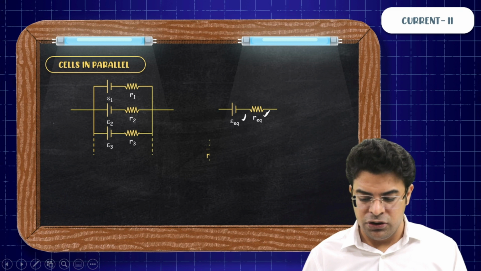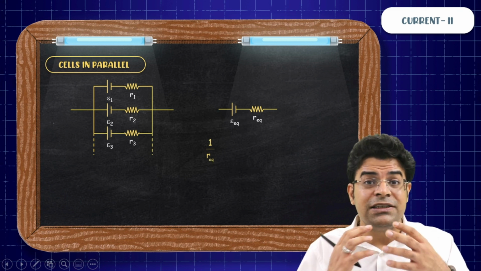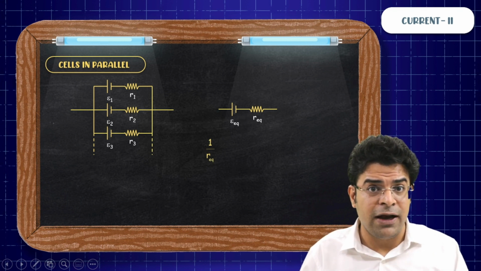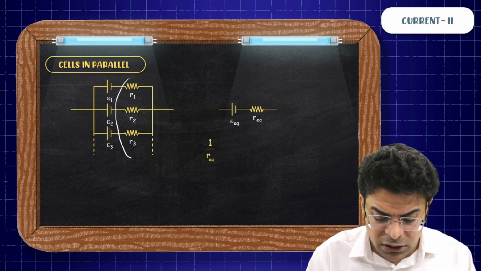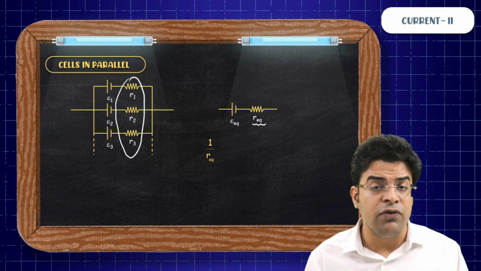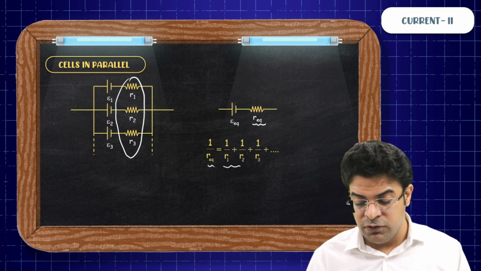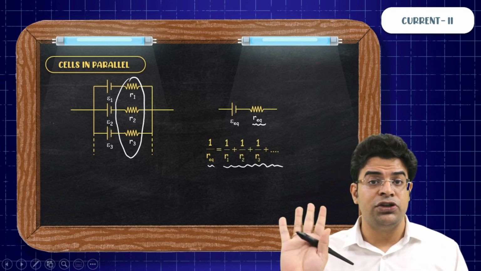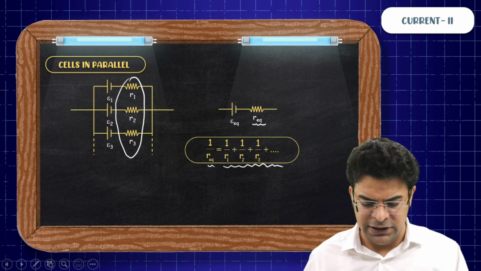First of all, I will talk about R equivalent. Why? Because it's just like resistances in parallel. So you will replace all these resistances and place a single internal resistance, and you will say 1 by R equivalent equals 1 by R1 plus 1 by R2 plus 1 by R3 and so on. You already remember this thing, right?